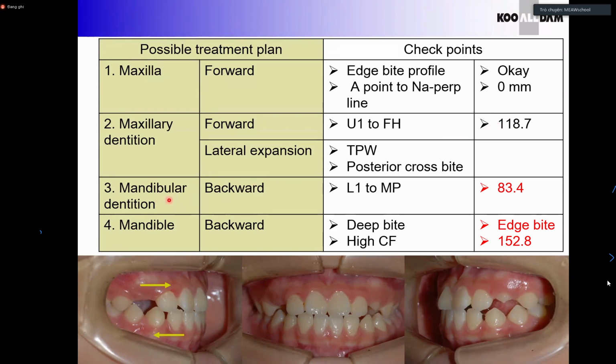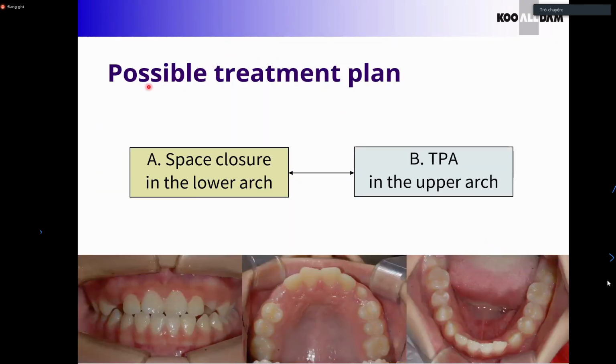Third part, mandibular dentition. At that time, I want to check lower incisor to mandibular plane angle. 83, this is lingual version. Fourth, mandible. This patient showed edge bite and low SN-MP value. These are possible treatment plans.